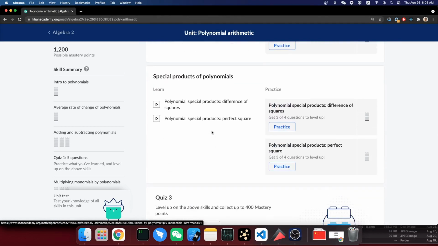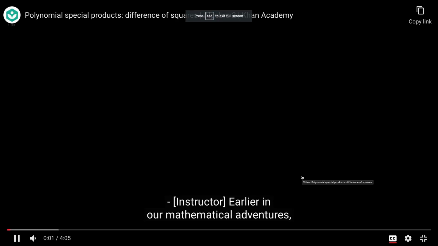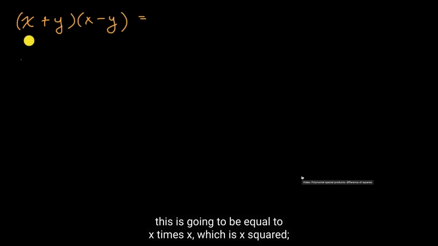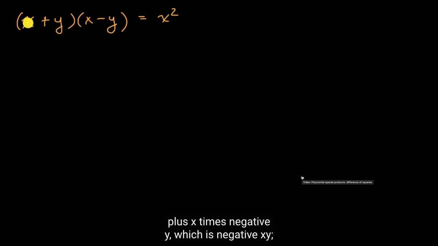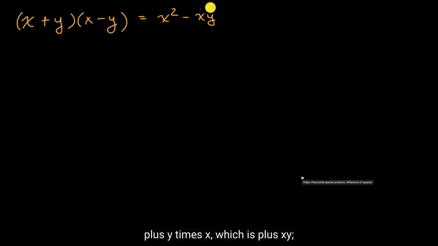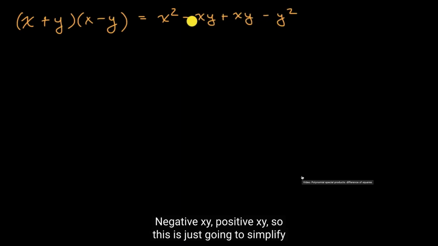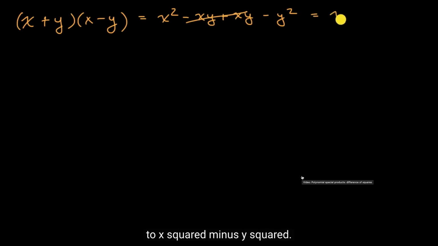So let's just get into this video. Earlier in our mathematical adventures, we had expanded things like x plus y times x minus y. Just as a bit of review, this is going to be equal to x times x, which is x squared, plus x times negative y, which is negative xy, plus y times x, which is plus xy, and then minus y times y, or y times the negative y. So it's going to be minus y squared, negative xy, positive xy. So this is just going to simplify to x squared minus y squared. And this is all a review.